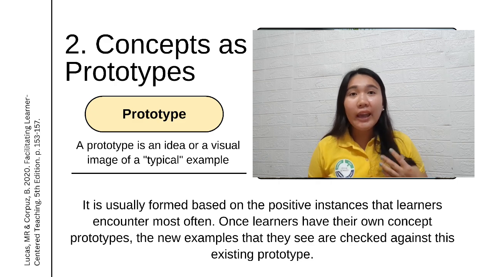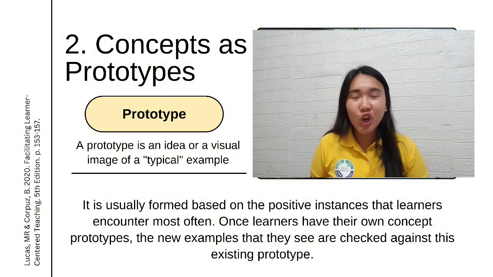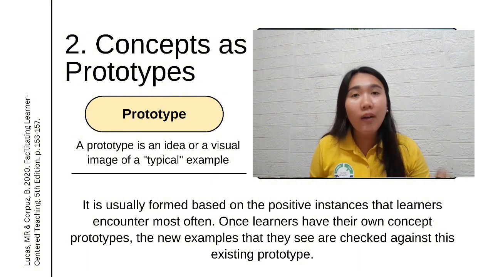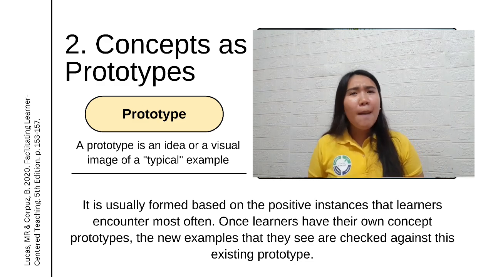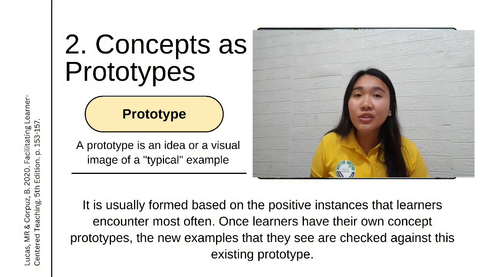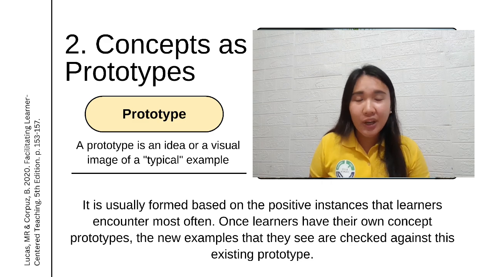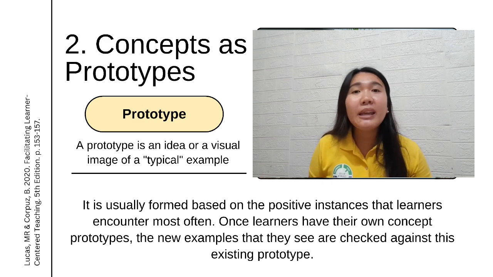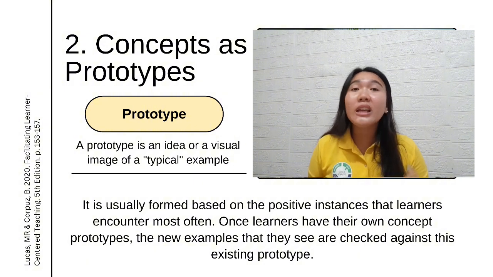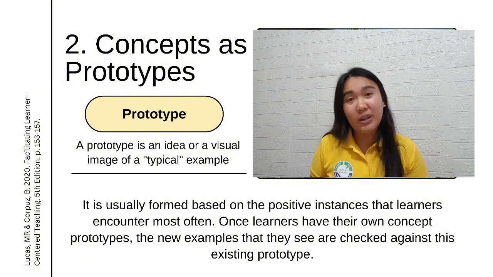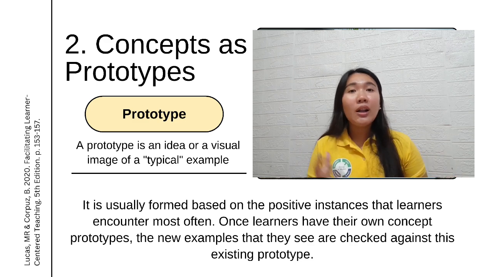So instead of a list of features, prototype suggests that we form a mental representation of a typical example of a concept, meaning this prototype is not a perfect representation but rather a composite of the most common and salient features we have encountered. So, for example, bird. Our prototype for bird might be a small, brown, singing bird that flies. This is based on the common birds we've seen and experiences. So now we are comparing new instances to this prototype.